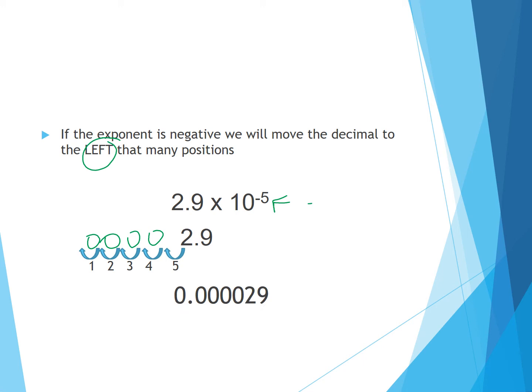And that becomes 0.00029. So we've added an extra 0 point at the front. These are all the ones we added.